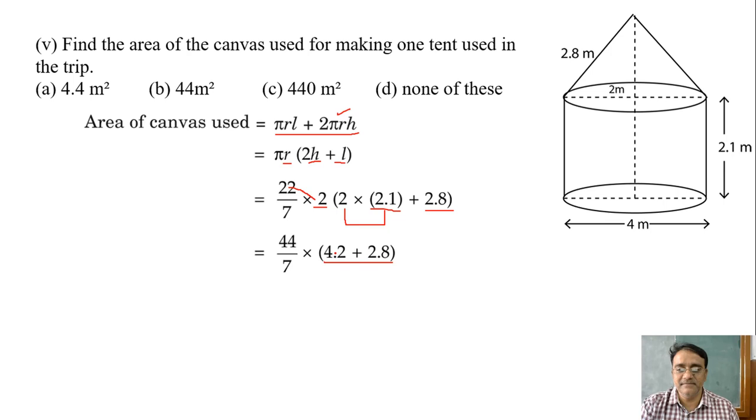How much will this be? 4.2 plus 2.8 is 7, and these two will cancel. So we'll get 44 meter square. So which option is the correct one? Option B, right.